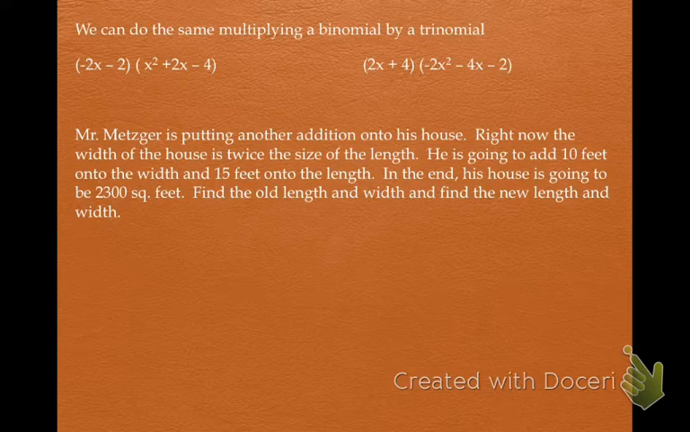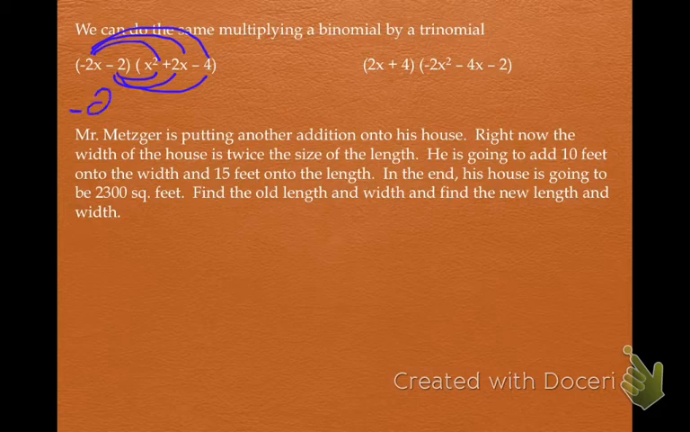Same thing here. When I'm multiplying a binomial by a trinomial, I'm still distributing both of these, and this now has a three-lined crab claw, or whatever you want to say. Negative 2x times x squared gives me negative 2x to the third power. And then I multiply negative 2x times 2x, get negative 4x squared. Negative 2x times negative 4 gives me positive 8x.